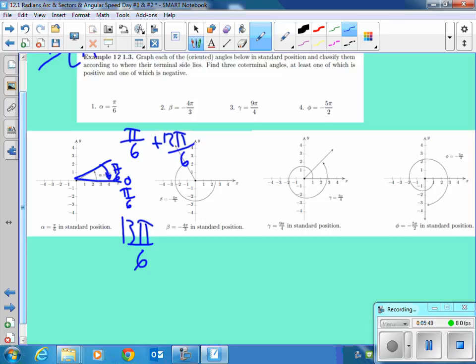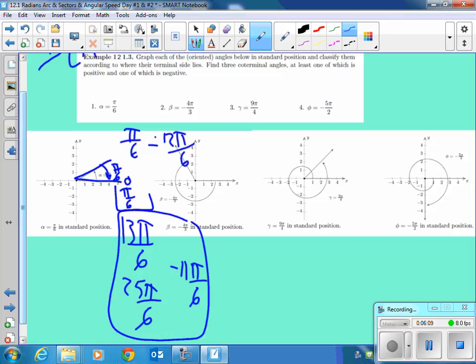Let's add another 2 pi. Add another 12. You'll get 25 pi over 6. And now we need to subtract to get the other direction. We'll get a negative one. So it's just negative 11 pi over 6. You got it. Very good. So those are my 4 values that are equivalent to pi over 6 using the coterminal idea that there's 2 pi or 12 pi over 6 in a complete loop.